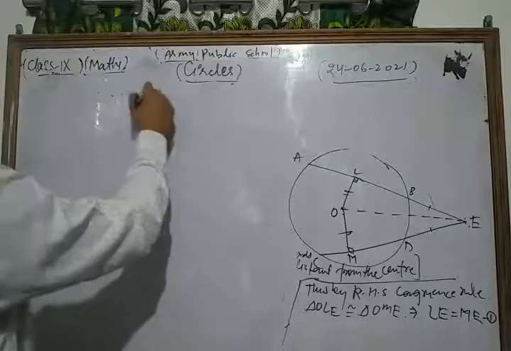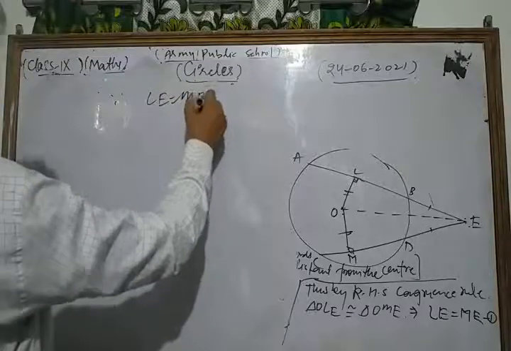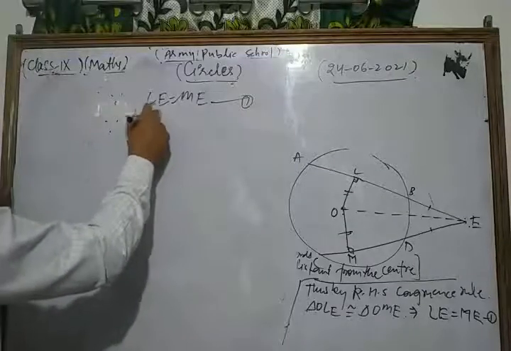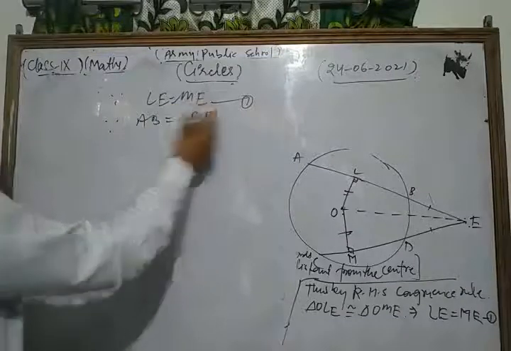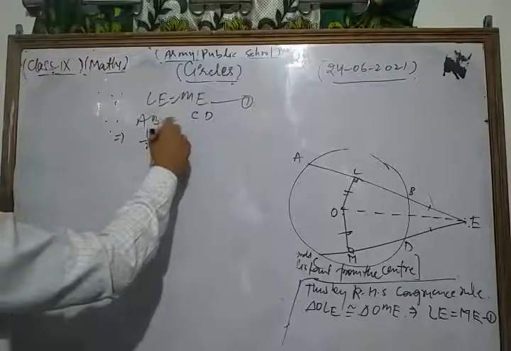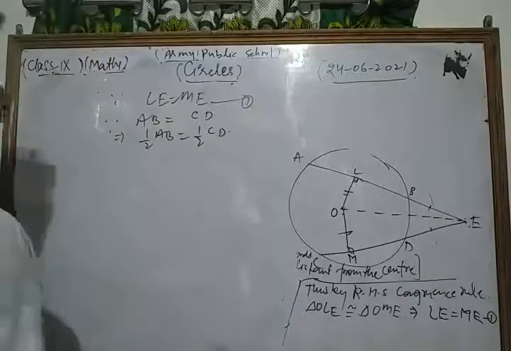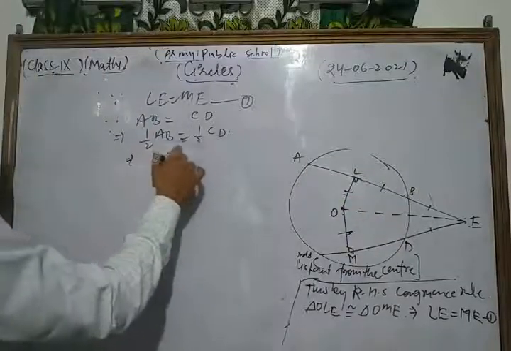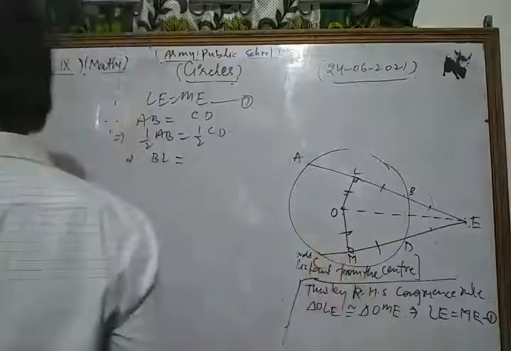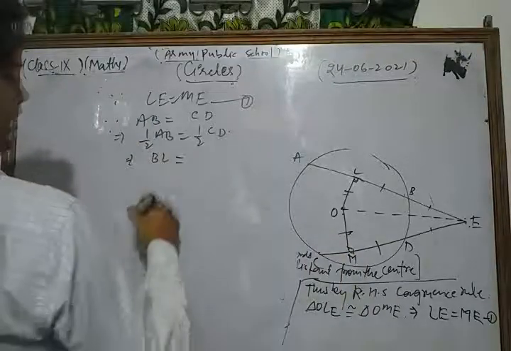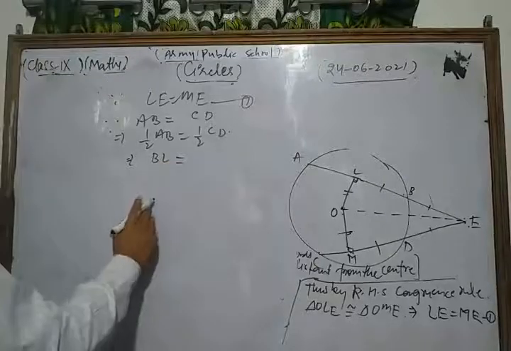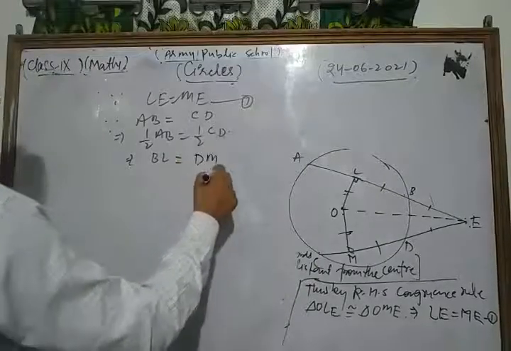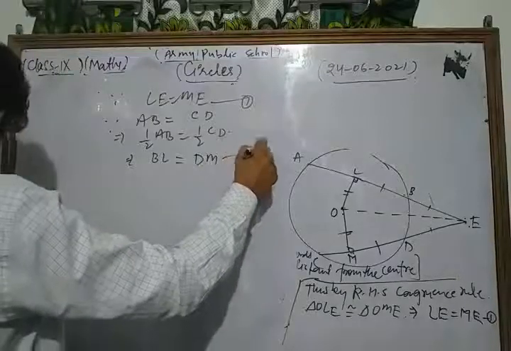Since LE is equal to ME, we take this as equation number 1. Now since we have AB is equal to CD, we write half of both sides. Half of AB is BL, so BL is equal to half of CD, which is DM. This is equation number 2.